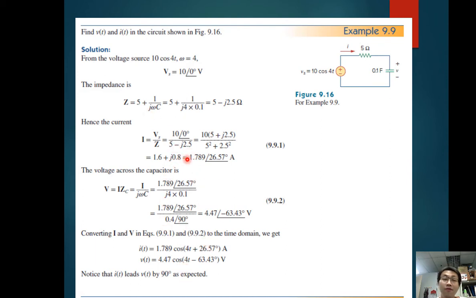So I need to convert both of them, the I and the V, into time domain. How can I do that? I copy I, 1.789, angle becomes cos, 26.57, then omega t. Omega t is this one, 40, so plus 40. Same for the VT, I copy 4.47, angle becomes cos, I copy negative 63.43, and then I copy my omega t. So this is my IT and VT.